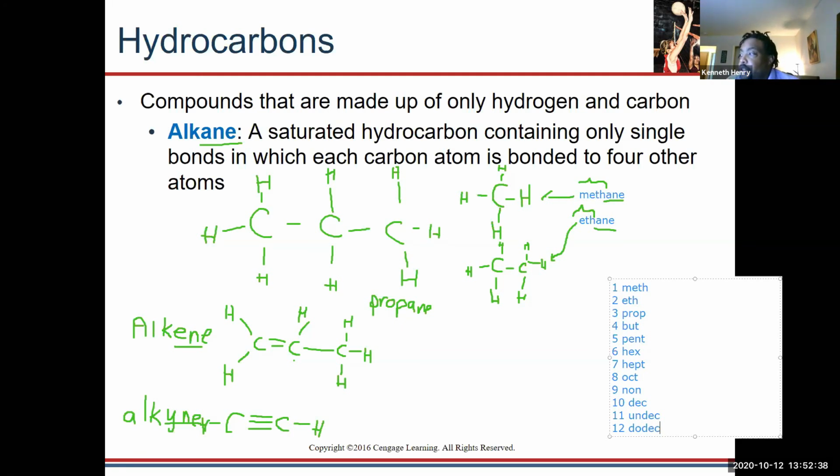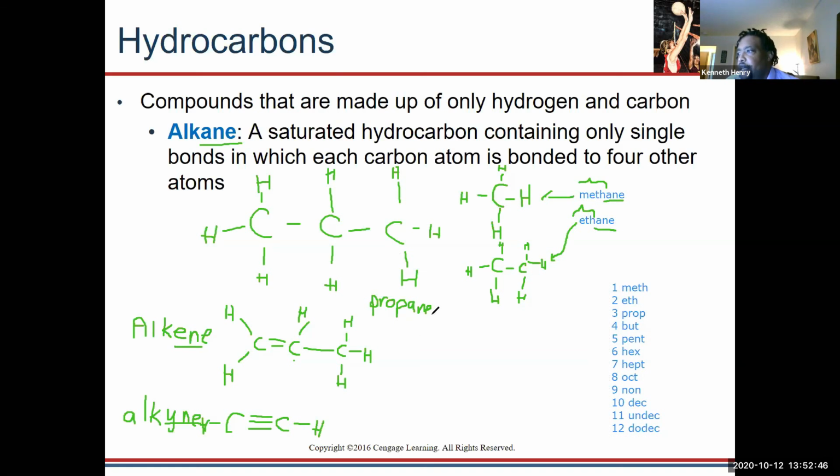Now if it was all single bonds, we put that A-N-E at the end of it. So it's propane in this case, because there are 3, 1, 2, 3. Ethane, because it's 2. And then we call this one methane. So this one has 1, 2, 3.